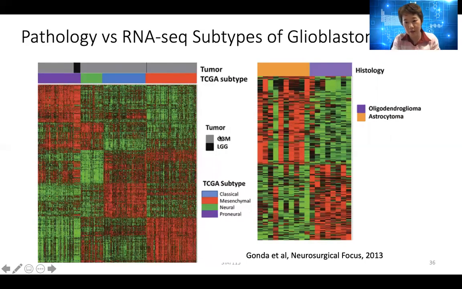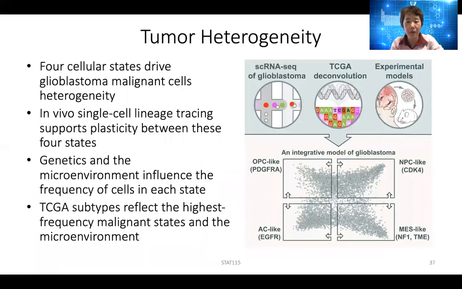GBM is just a more severe type. Low-grade glioma is like an earlier stage, I guess. If you look at these based on gene expression, it was determined there were roughly 4 subtypes: classical, mesenchymal, neural, and proneural. And clearly, these 4 subtypes are also associated with different patient outcomes.